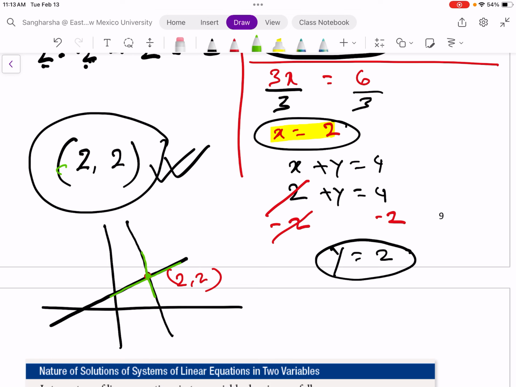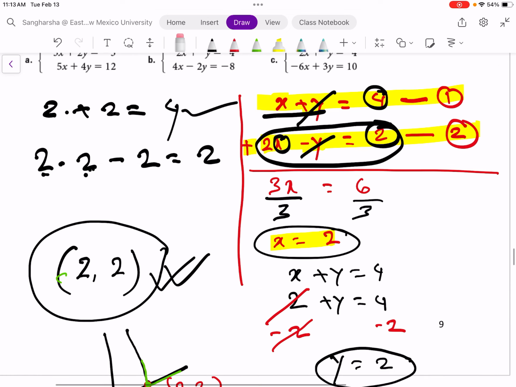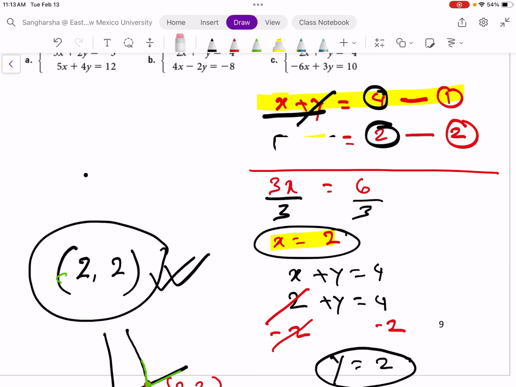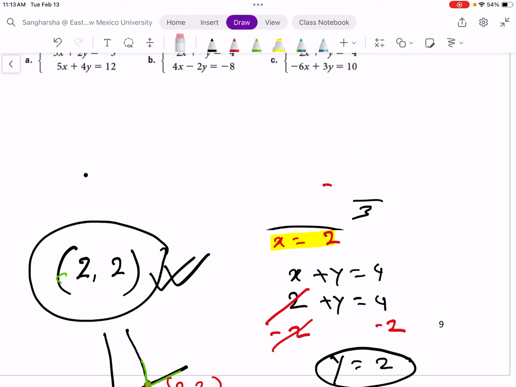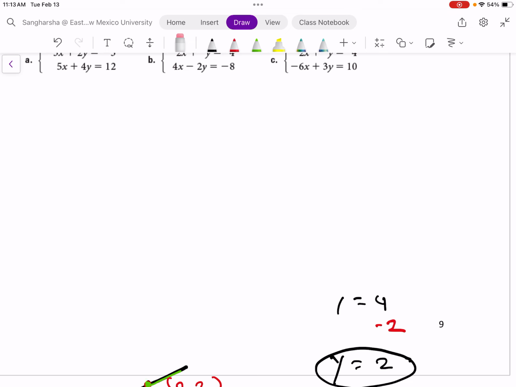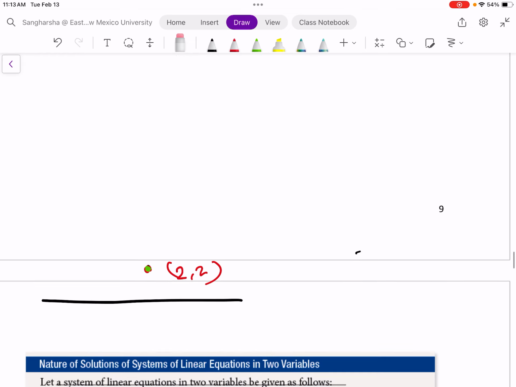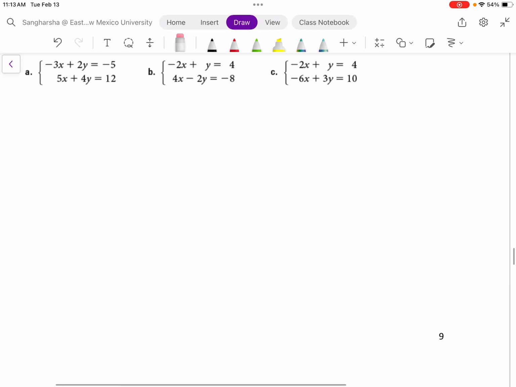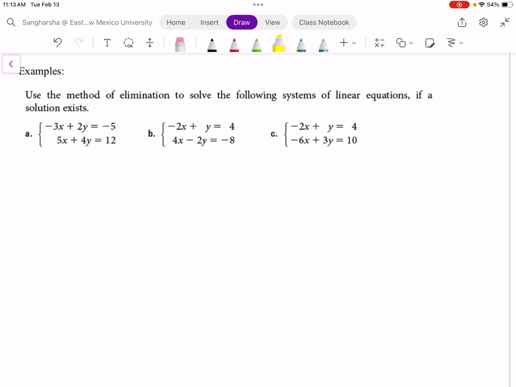So in the elimination method, we eliminate one variable. It does not matter which variable we eliminate by adding or subtracting the equations. Now let's take our example 1 here. So we have this linear system. Let me rewrite this here: negative 3x plus 2y equals negative 5, and 5x plus 4y equals 12.